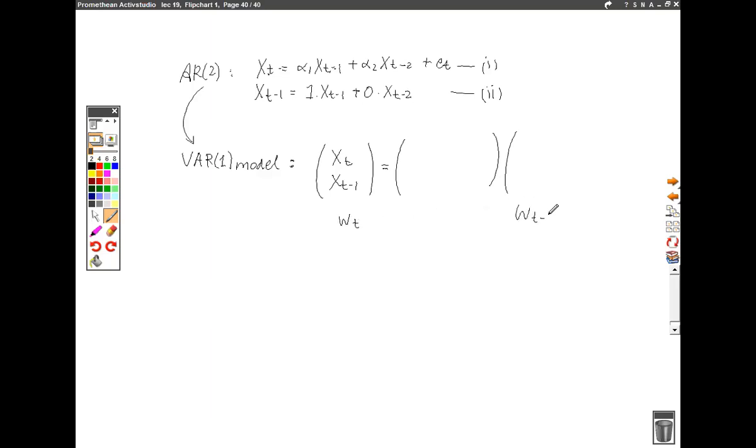So you want WT minus 1 to be here, right? So it will just be xt minus 1, and for xt minus 1, it will be xt minus 2 plus some error terms, right? So I know that for xt, I have an error term which is et, but for xt minus 1, there is no error term. So I can just write it as 0. And now again, the coefficient of xt minus 1 is alpha 1, the coefficient of xt minus 2 is alpha 2, and for the second row, the coefficient of xt minus 1 is 1, and the coefficient of xt minus 2 is 0. So this is how you can convert an AR2 process into a VAR1 process.